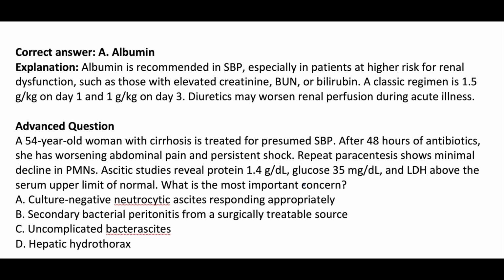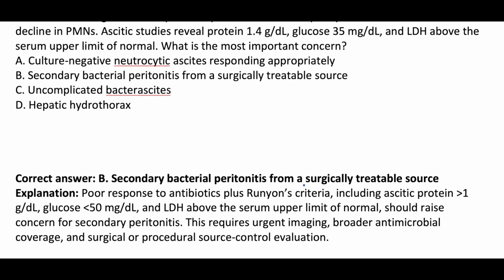A. Culture-negative neutrocytic ascites responding appropriately. B. Secondary bacterial peritonitis from a surgically treatable source. C. Uncomplicated bacterascites. Or D. Hepatic hydrothorax. Pause if you need to. The correct answer is B.